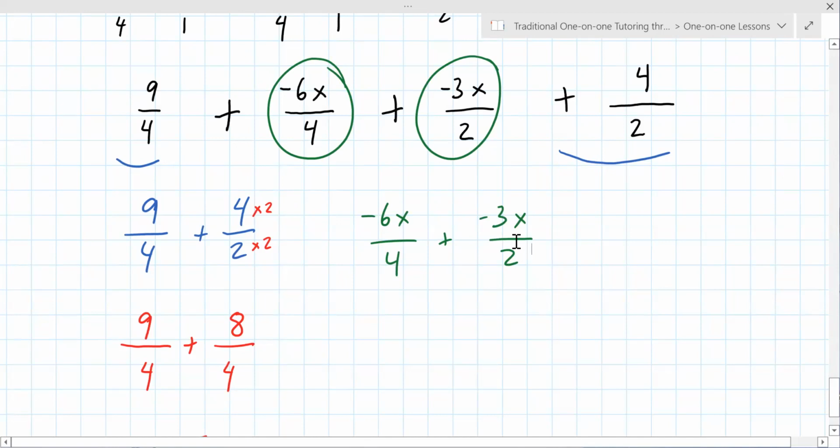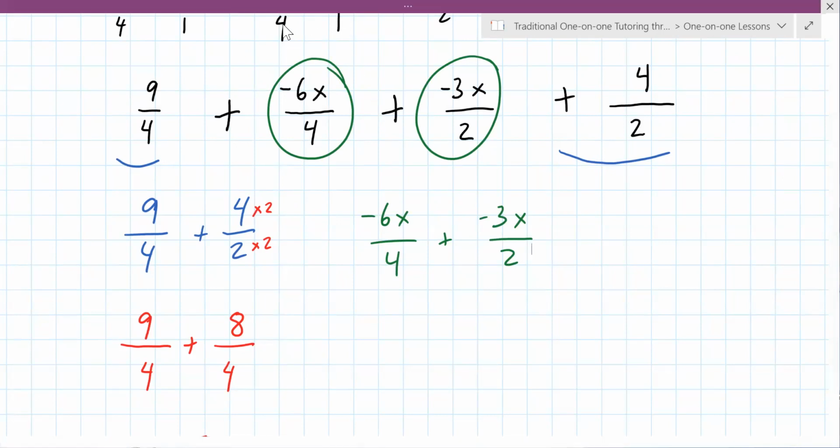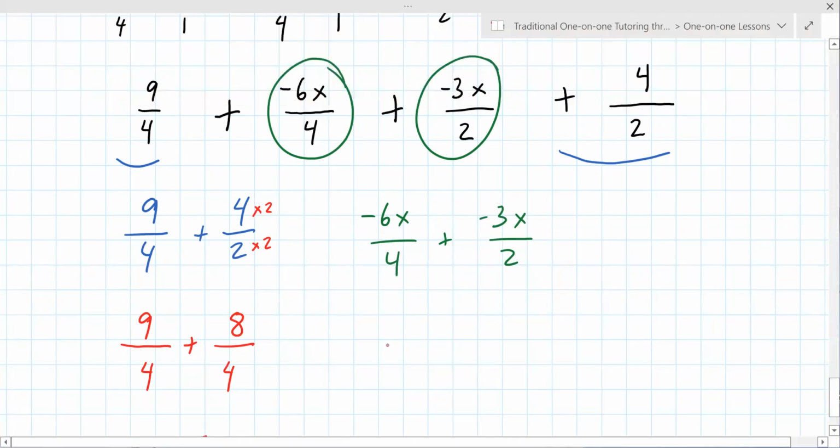So this has the same problem. They have an unlike denominator, and you can't just add them as is. Oh, there's -6x and the -3x, you mean? Yes. The one's over 4 and one's over 2, and you can't just straight combine them. But you can make a common denominator by multiplying the top and bottom by 2.